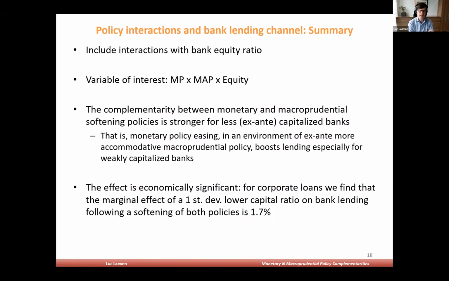Then in terms of the bank lending channel, we find strong evidence of the existence of a bank lending channel that interacts with macroprudential policy. So this complementarity between the two policies is indeed stronger for less capitalized banks. This means that if you have an easing of monetary policy and you are in an environment where the ex-ante macroprudential policy is also more accommodative, then lending is boosted more so for weakly capitalized banks. And again, the results are economically very substantial.